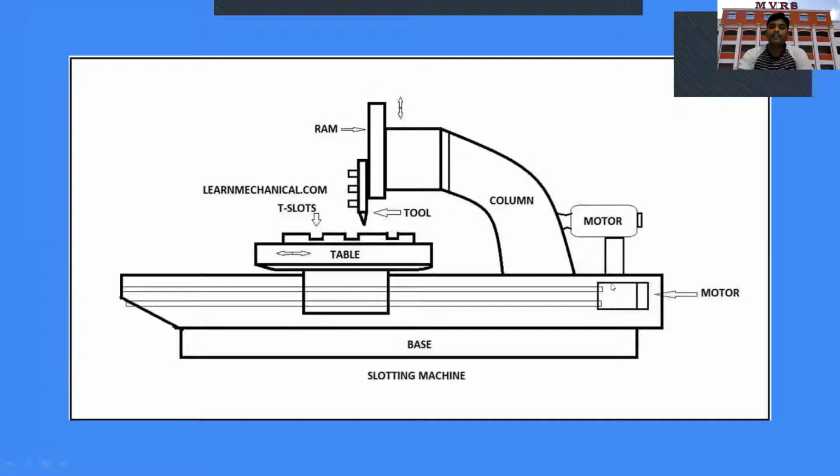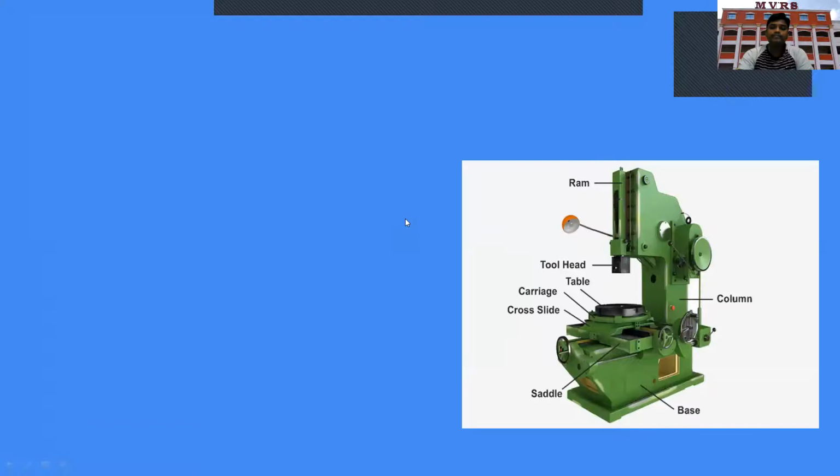Okay, and we have all the motor arrangements in the column. All the gears and arrangements we have in the column. Okay, this is the diagram of a slotting machine. We will discuss this in detail. You can see here the various parts. This is what exactly the slotting machine will look like.